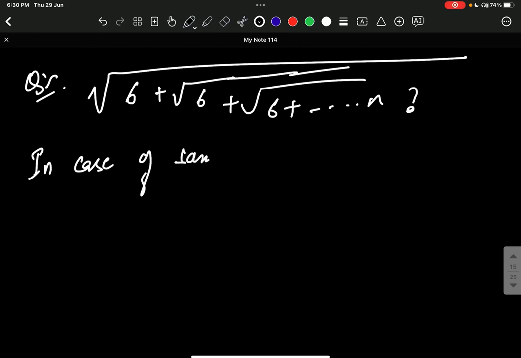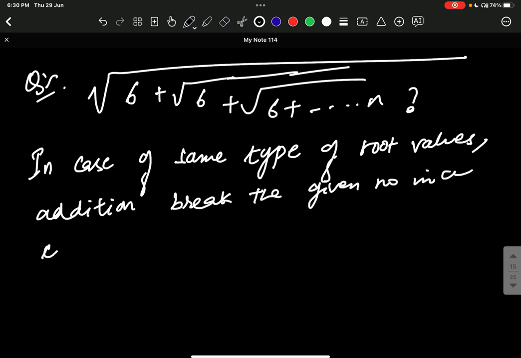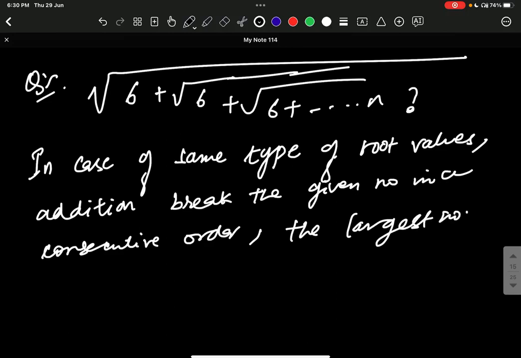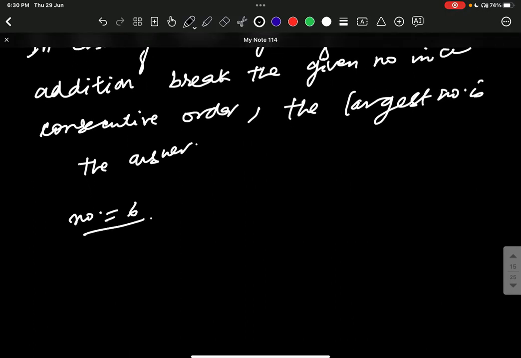इन द केस ऑफ सेम टाइप ऑफ रूट वैल्यूज, अगर रूट वैल्यूज सेम दे रखी हैं एंड एडिशन, breaks the given number in a consecutive order, the largest number, जो भी largest number है is the answer. ठीक है, तो आप देख सकते हैं यहाँ पर नंबर हमें हर जगह पर 6 दे रखा है और कंसेक्यूटिव अगर आप ऑर्डर देख रहे हैं, व्हाट इज इट? तो आप देखिए नंबर 6 को आप ब्रेक करिए, दैट इज 2 into 3.